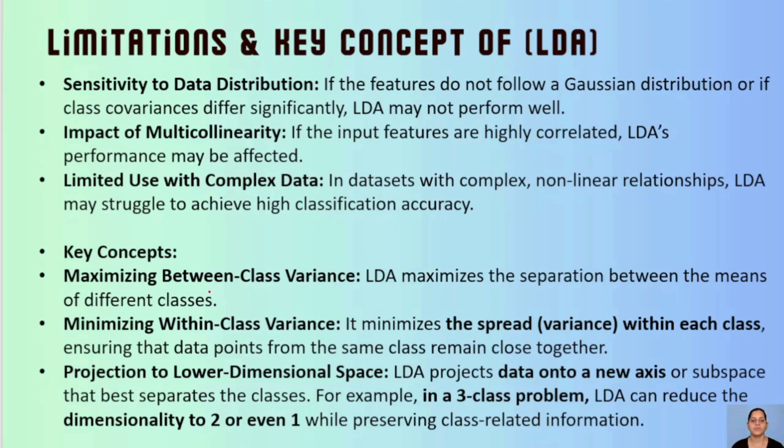Then whatever the final LDA output it creates, it is going to project it onto a new axis, space, or plane. So suppose you have a 3-class problem, then LDA will try to reduce it to 2 or 1. If you have a 4-class problem, it is going to try to reduce to 3, 2 or 1. With this, it is going to preserve the class-related information. It is going to reduce the dimensions, right?